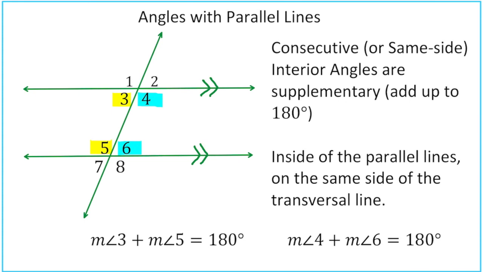By writing it this way, it will help us set up our equations when we have to solve for variables. Instead of simply saying that angle 3 and angle 5 are consecutive interior or same side interior, I would rather you just always write angle 3 plus angle 5 equals 180 degrees. Now we're going to move back outside with the same idea.